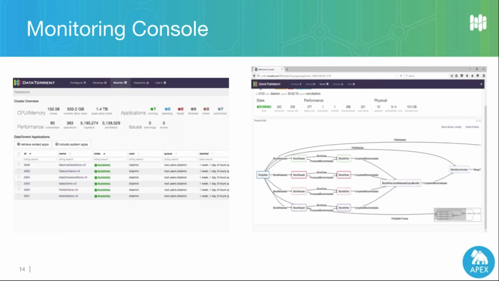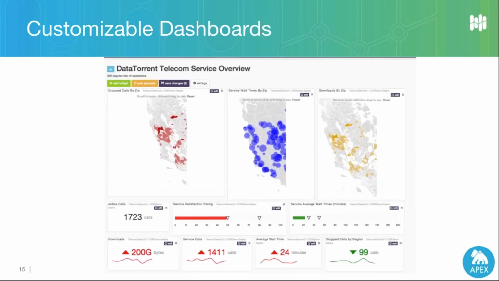This shows the monitoring console, which I think I will cover as a part of the live demo as well. You can see the application, the block diagram of your application, which we call a DAG or directed acyclic graph. You can see all the metrics needed for monitoring your application. It will show you how many containers, how many tuples are getting processed per second, and so on.